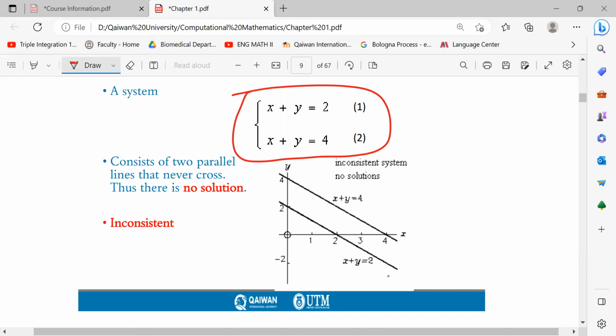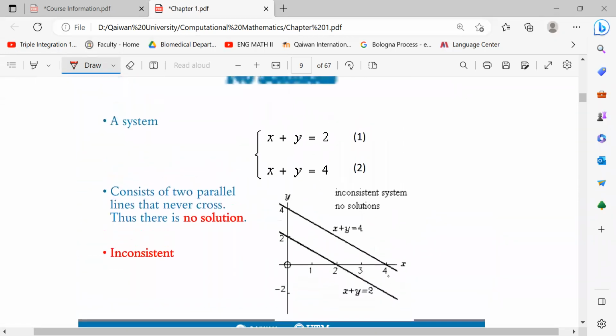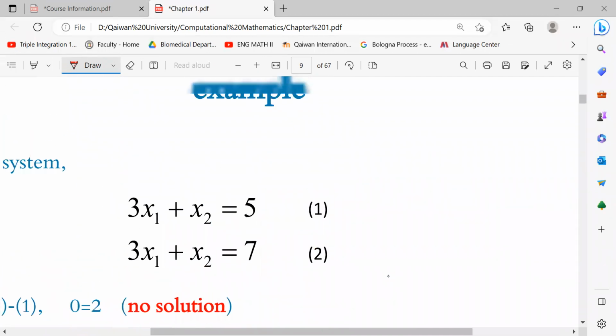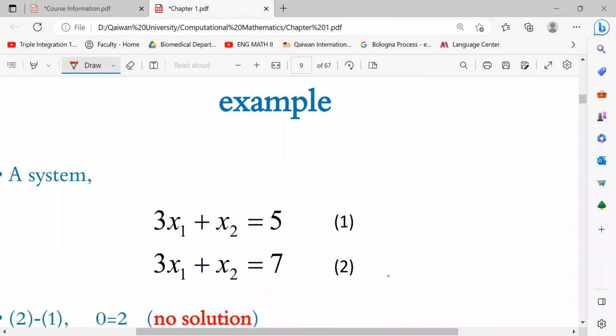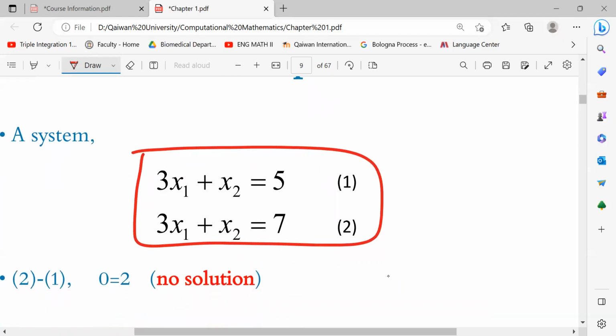So these two lines together, which form a system, have no solution. So the system has no solution, and we say the system is inconsistent. As you see here, this system has no solution.